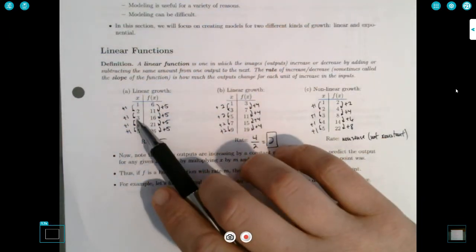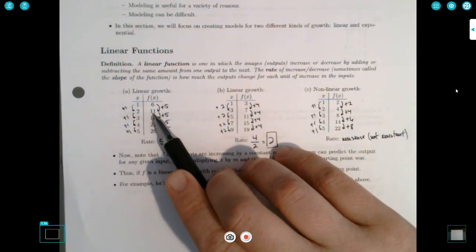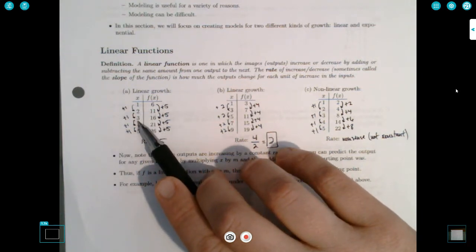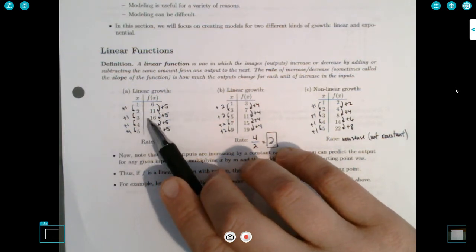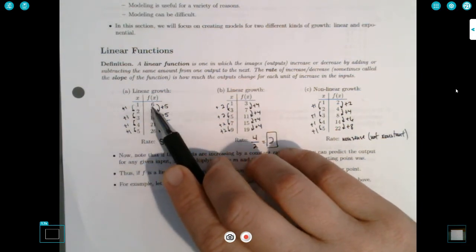Because you'll notice that that doesn't really work by itself. Like if I say 2 times 5, I only get 10, right? And my output should be 11. If I do 3 times 5, I only get 15. My output should be 16. If I do 1 times 5, I only get 5. And my output should be 6.